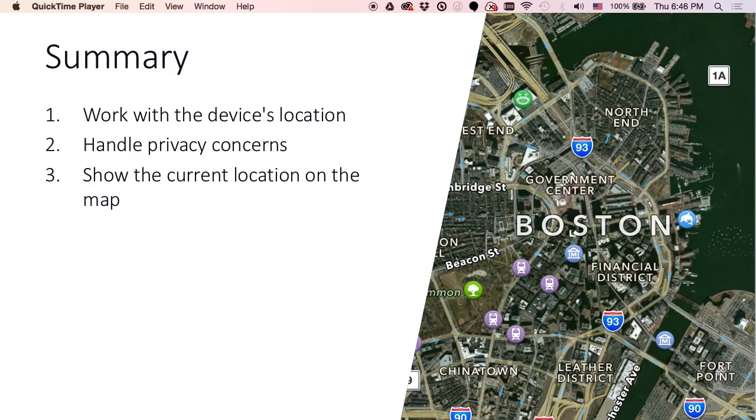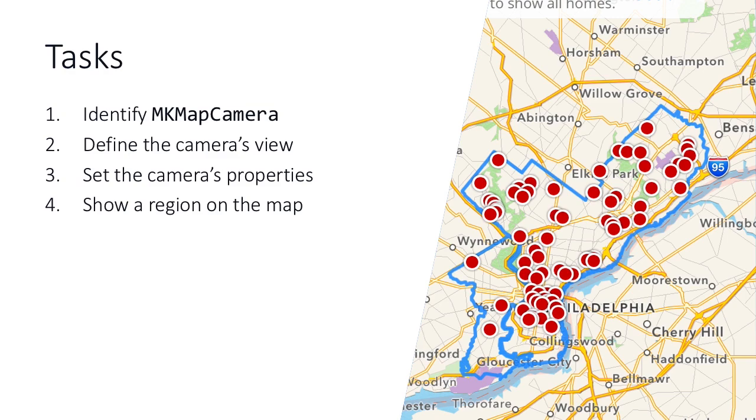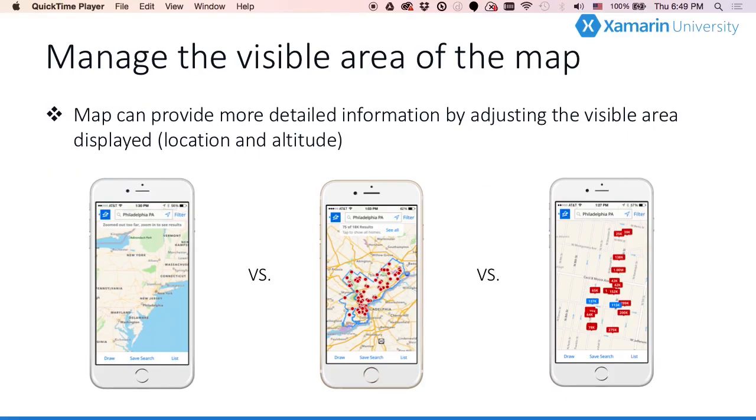So we talked about how we can work with our device's location, how to deal with privacy concerns and privacy settings, and how to show the current location on the map. So now let's see how we can adjust the viewport of our map. We're going to start by looking at the MKMapCamera class, and that's going to be the central unit of dealing with this viewport. And then we'll define the camera's view, set the properties on our camera, and then show different regions on our map.